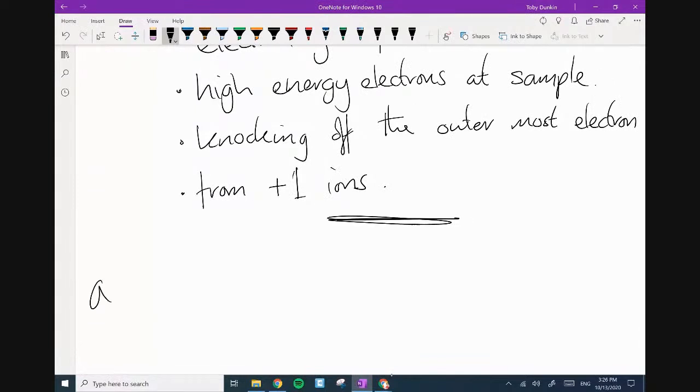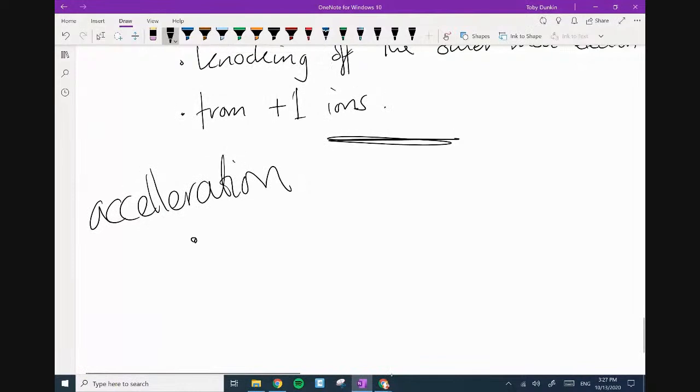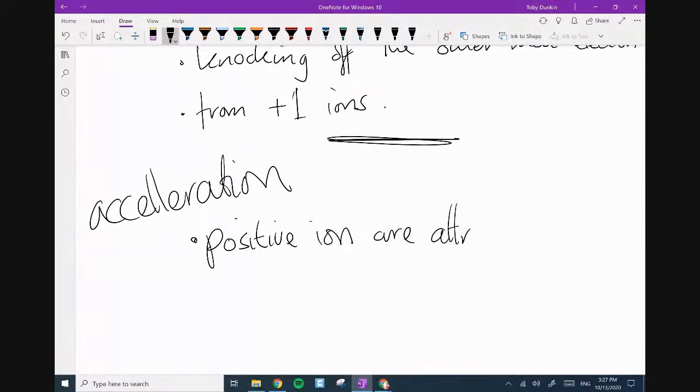Acceleration. Positive ions are attracted to the negative electric field.